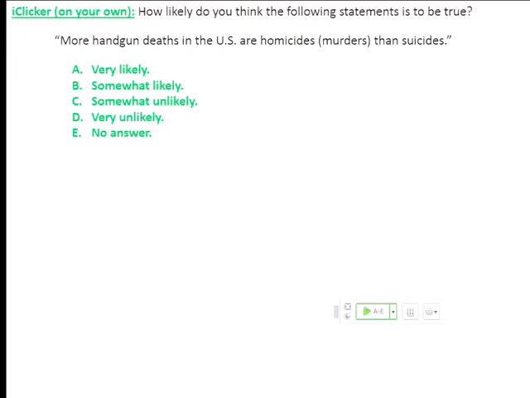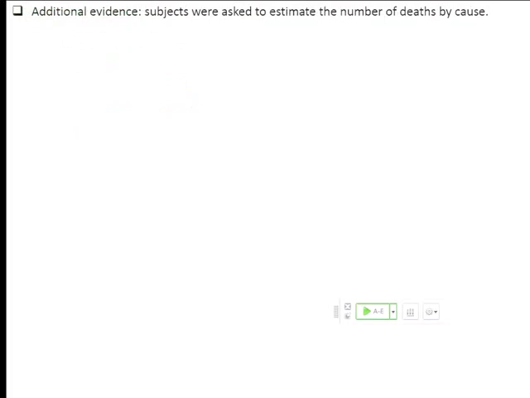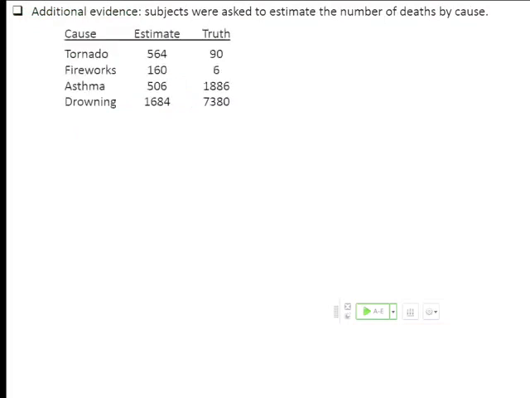The politics of guns is just very, very strange to me. Okay. More evidence. Subjects were asked to estimate the number of deaths by various different causes. I love this. Tornado, fireworks, asthma, drowning. Okay, so here's what people's estimates were, right?